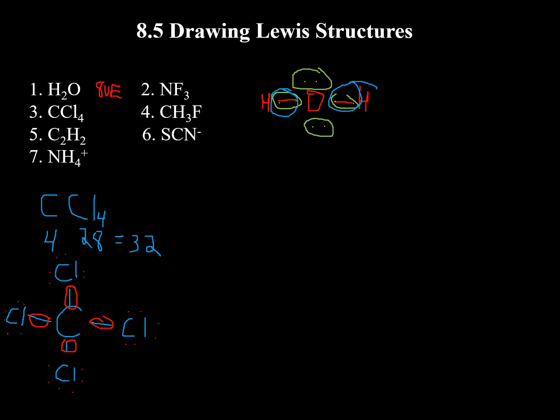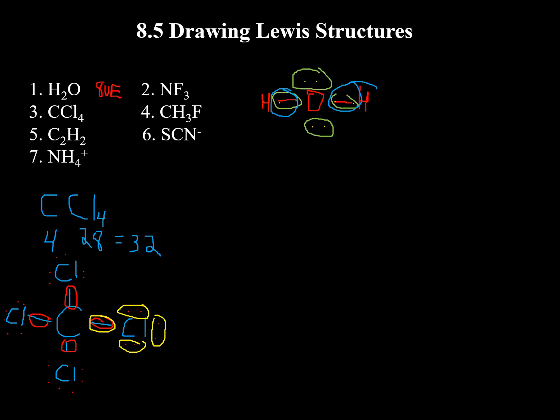So we used up our 32 valence electrons, and we have to make sure each one has 8. I'll focus on the chlorine on the right. We have 1, 2, 3, 4, 5, 6, 7, 8, and each of these chlorines has 8. And we look at the carbon in the middle. It has 4 bonds, and each bond has 2 shared valence electrons, so the carbon has 8 electrons as well, satisfying the octet rule. This is the correct Lewis structure for carbon tetrachloride.